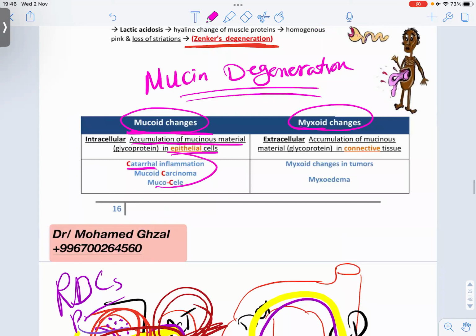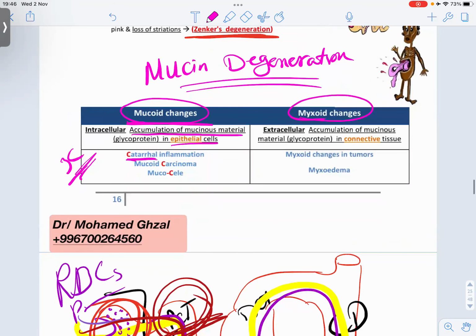So these are the three Cs: cataract, inflammation of mucus cells, mucoid carcinoma; C, mucocele; and myxoid change, when the mucus starts to accumulate inside the connective tissue, which is an abnormal site, because normally we don't have mucin in connective tissue. So it's called myxoid change.